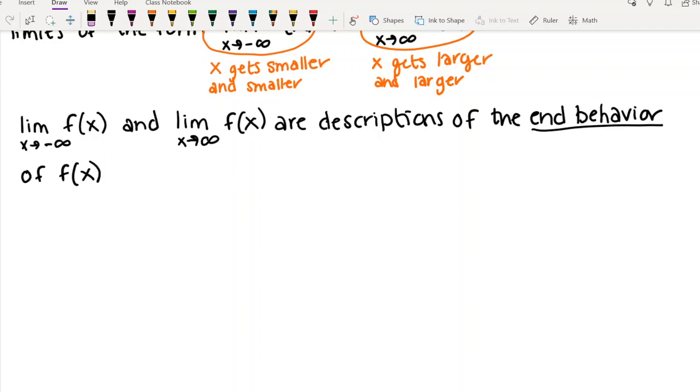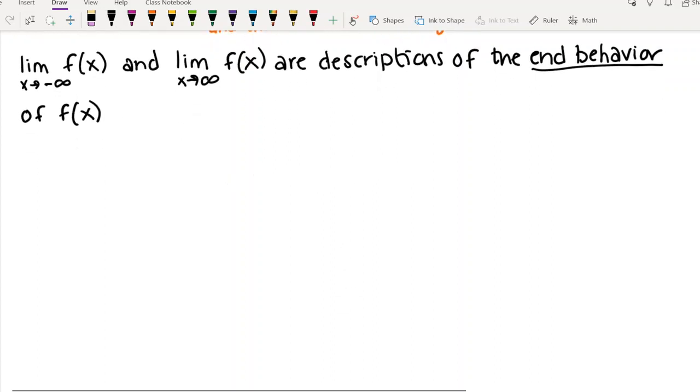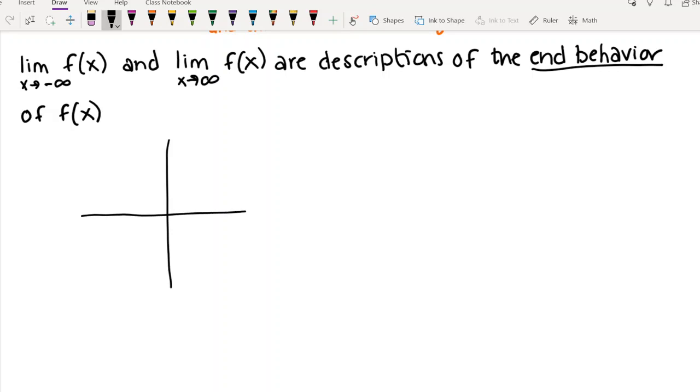Okay, so I want to sketch a couple of quick examples, and then we'll get to some more concrete examples. But just to give you a little bit of intuition behind what is going on when we're talking about end behavior. So let's say, for example, you have a graph that looks like this.